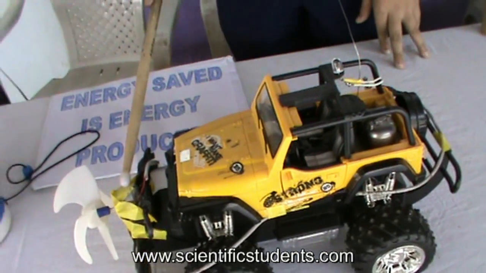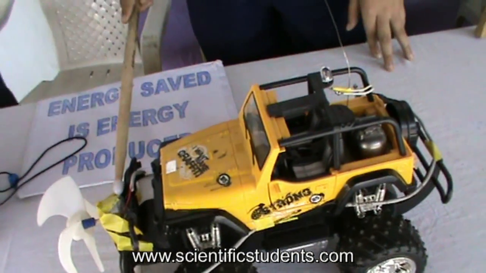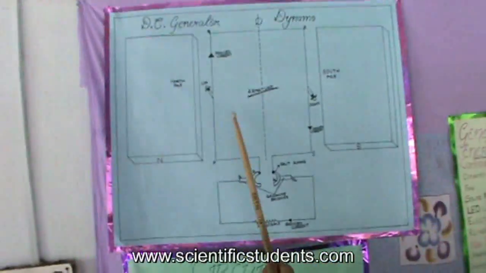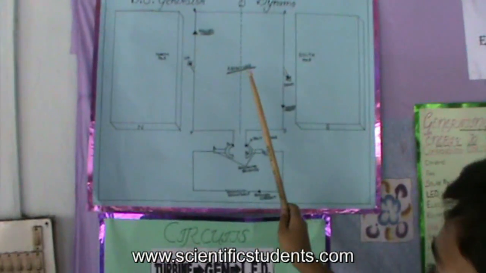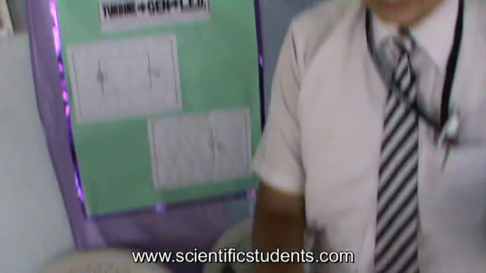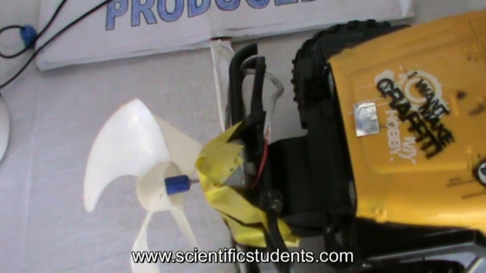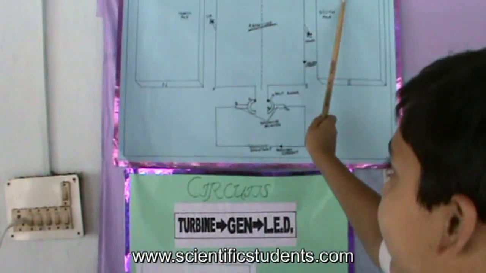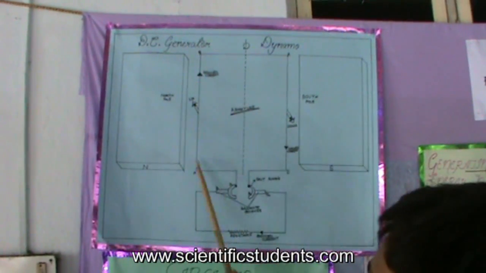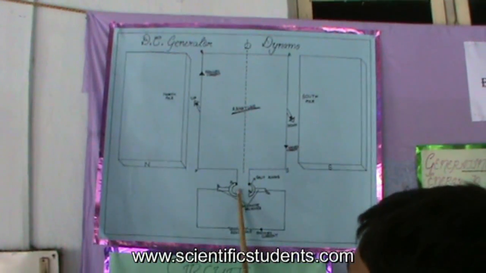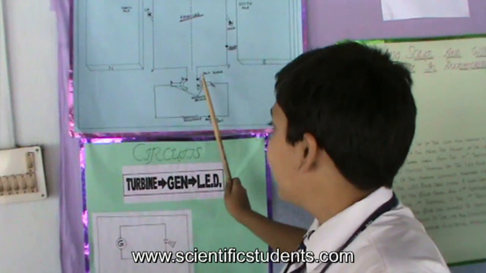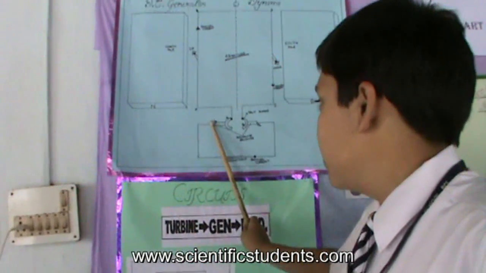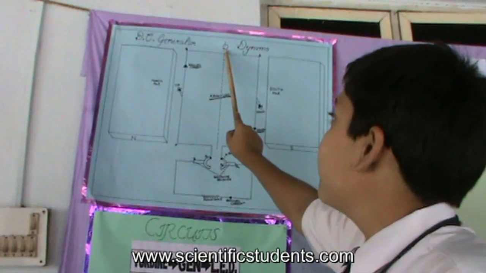The main principle of a DC generator dynamo is based on electromagnetic induction. When the armature rotates, it produces a change in the magnetic lines of force. The DC generator dynamo consists of 4 major components: 2 magnets, the North Pole and South Pole; 1 armature PQRS; 2 split rings, that is, a single ring split into 2 parts, R1 and R2; and 2 graphite brushes, B1 and B2.